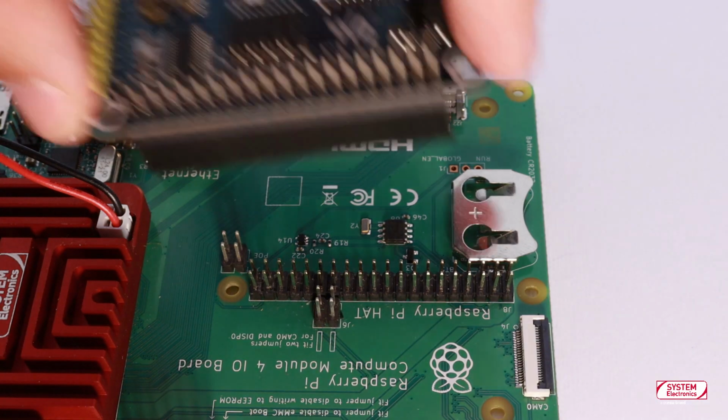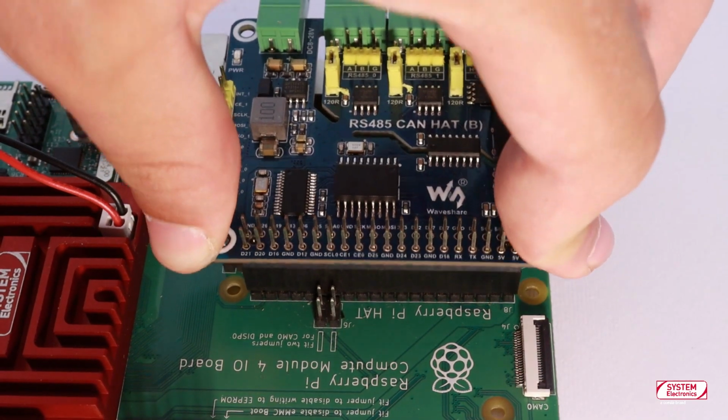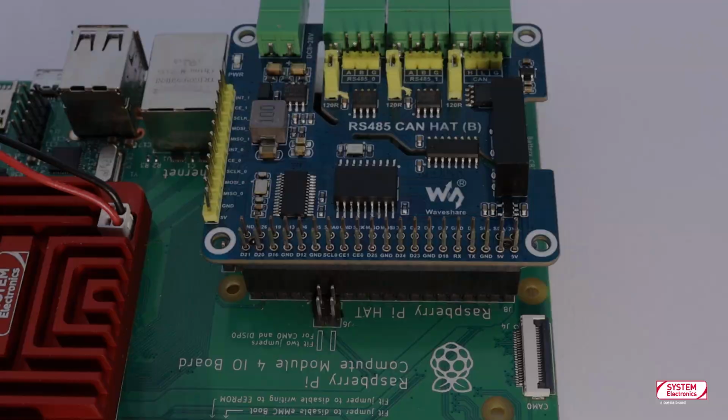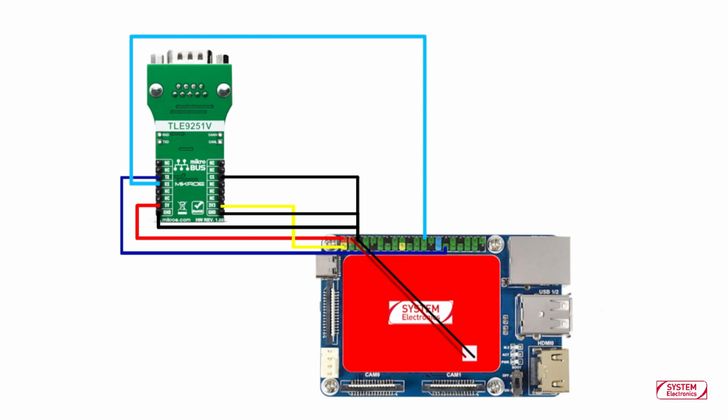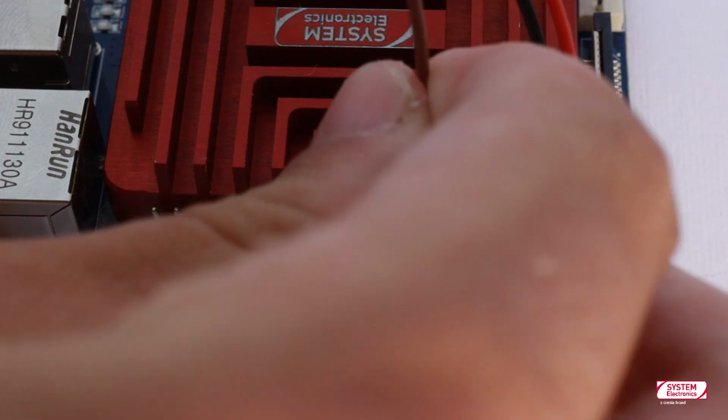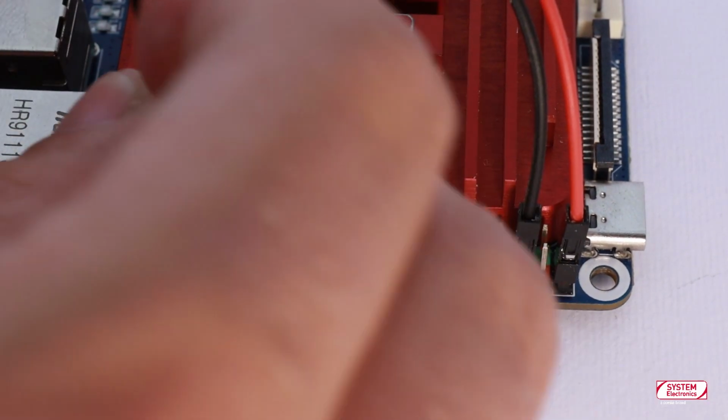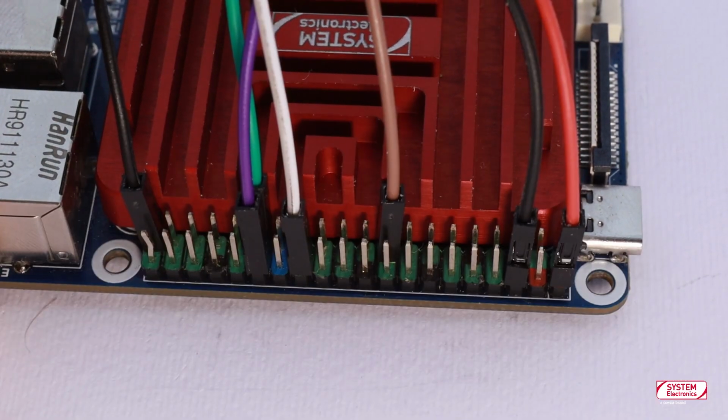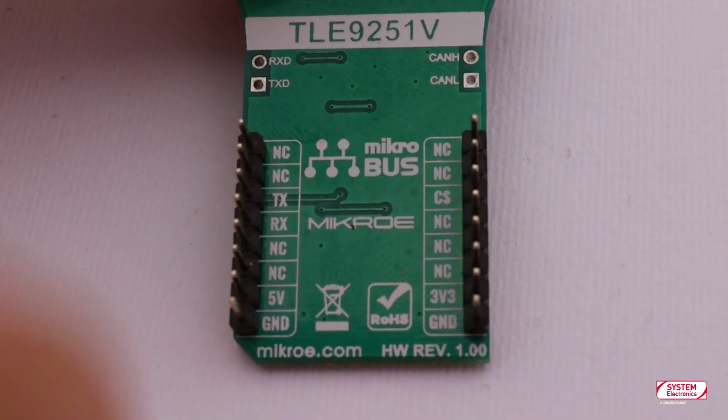Then, on the first Astrial, connect the CAN HAT to the GPIO header of the carrier board. On the second Astrial, connect the CAN FD 3 click as shown here to make use of Astrial's integrated CAN controller. Connect the 7 jumpers needed first to the GPIO pins and then to the FD 3 click.